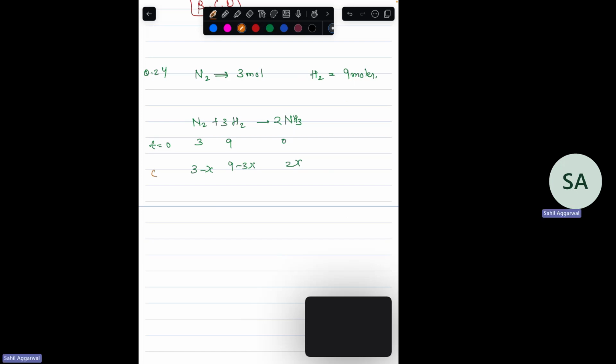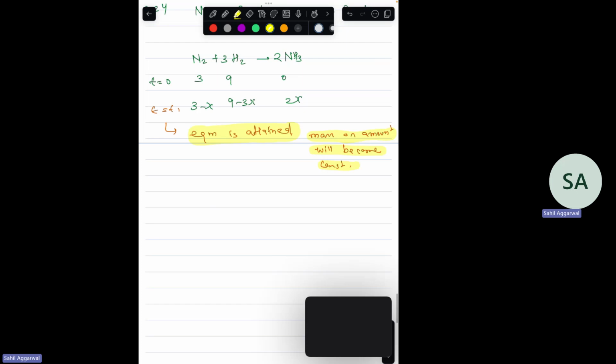T equal to T1 पे ही इक्विलिब्रियम आ गया. इक्विलिब्रियम इज अटेन्ड और अगर इक्विलिब्रियम अटेन्ड हो गया तो मास और अमाउंट will become constant. It won't change. मास या फिर अमाउंट जो है वो कांस्टेंट हो जाएगा, वो चेंज नहीं करेगा. तो जितनी भी चीजें निकलेंगी जो T1 पर आएगा वही T2 पर आएगा, वही T3 पर आएगा. अमाउंट जो है T1 का, T2 का, T3 का सबका सेम रहेगा.